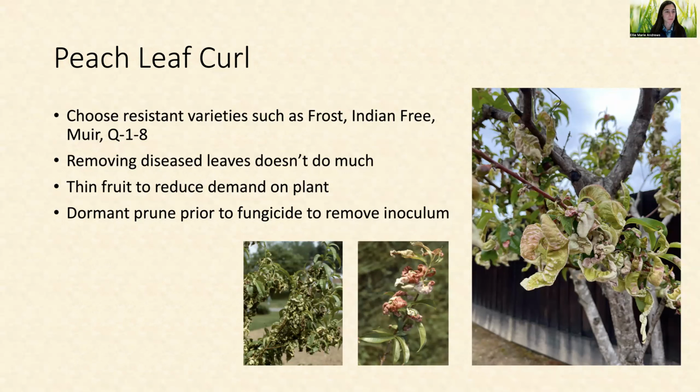Those are just examples. It's worth noting that removing diseased leaves isn't going to do much for control of peach leaf curl. You could thin the fruit out to reduce the demand on the plant. That could help because the plant's really stressed. If you thin the fruit out a little bit, that could help reduce the demand on the plant to fulfill all of the needs of those fruit. Really, I think it makes sense to focus a lot on dormant pruning prior to fungicide application to remove inoculum.